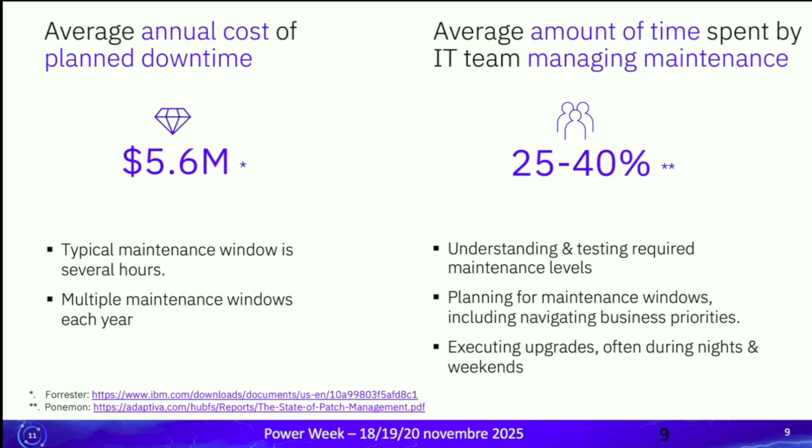So the average annual cost of planned downtime, and this is based on having spoken to customers, as I said in the beginning, is 5.6 million. Typical maintenance windows are several hours, with multiple maintenance windows per year. But what's daunting and more challenging is this: it's consuming 25 to 40% of your company resources and time, the IT team's, because they have to plan for when they need to do it. They need to ask for change control slots. They need to look for maintenance windows. They need to understand the prerequisites for doing the updates, and that takes a lot of their time.